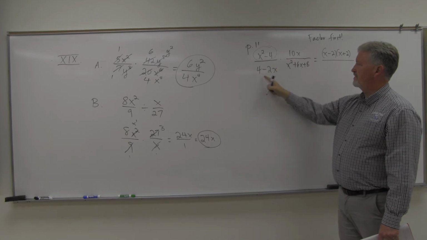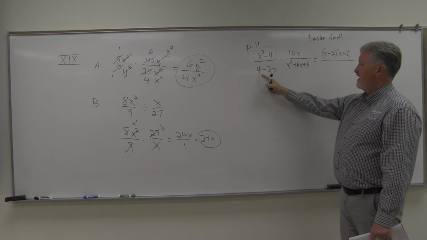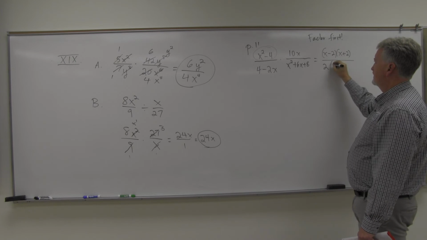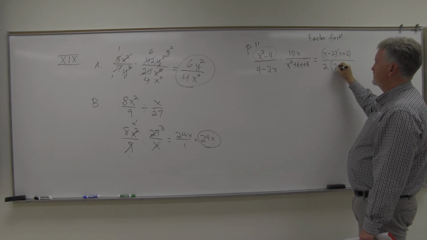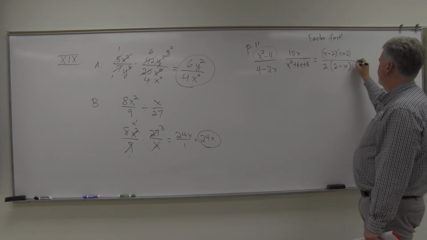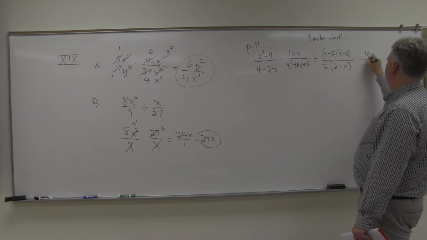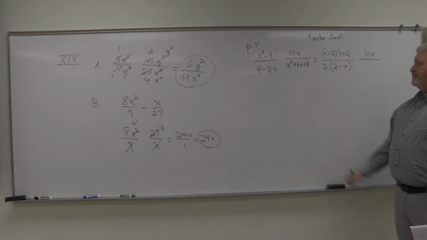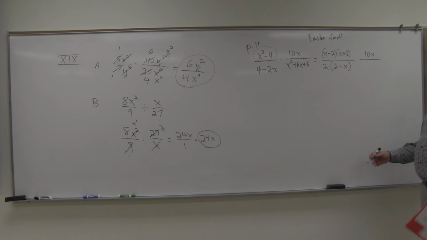Go with the bottom of that. That just has a common factor, so you just pull out a 2. Common factor of 2, so that'll leave me 2 minus x. That one. Of course, the 10x, we don't factor it. x squared plus 6x plus 8, well, do our factoring thing.